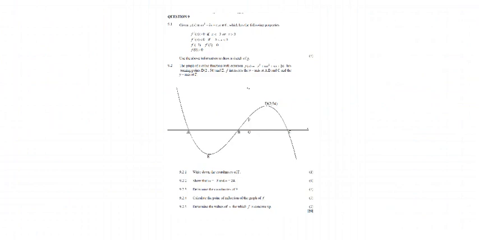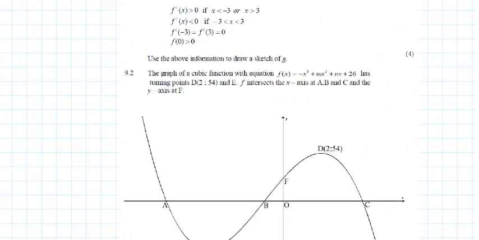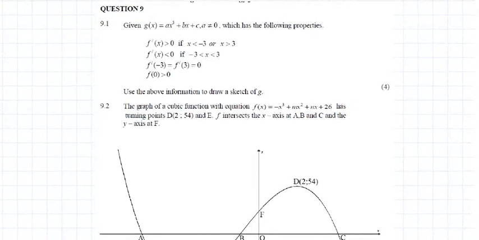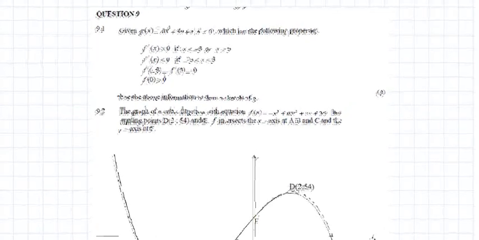Now 9.1, we have some conditions given. A cubic function is given, yes, a is not 0. Now according to the above information it says draw a sketch of g of x. Then we need to understand the meaning of those values.